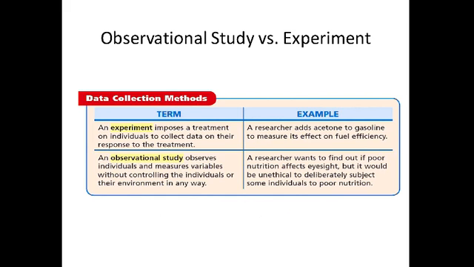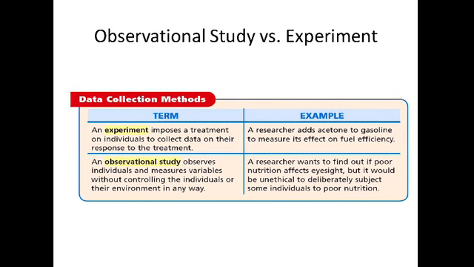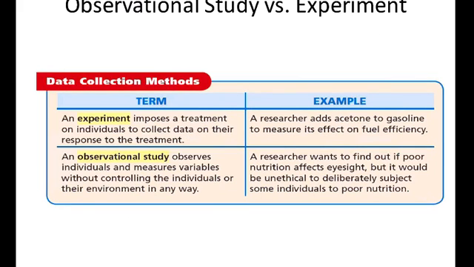An observational study is where you're just observing, you're not making any changes, and measuring variables without controlling the individuals or their environment in any way. So another example would be a researcher wants to find out if poor nutrition affects eyesight, but it would be unethical to deliberately subject some people to poor nutrition. So you can't force people into bad conditions. That would just be mean.